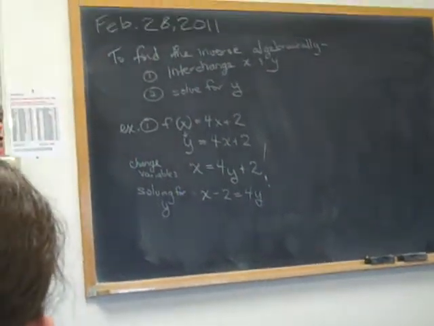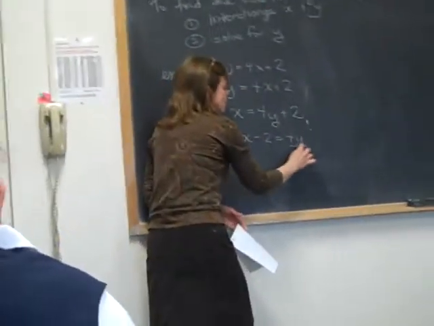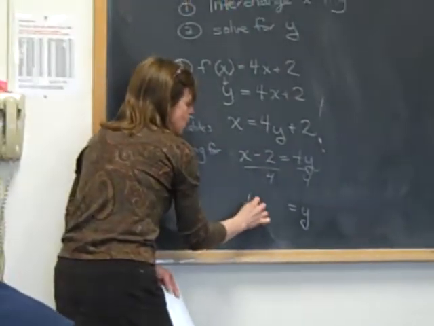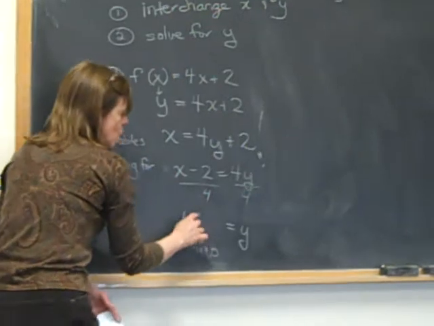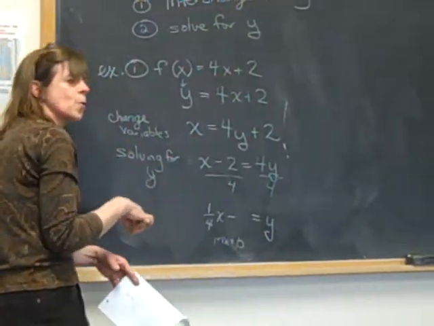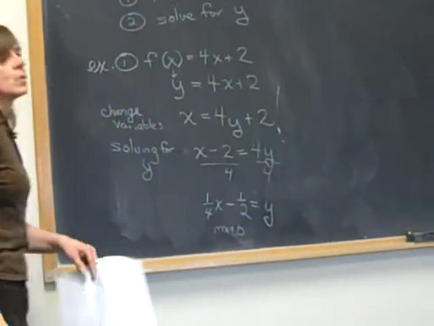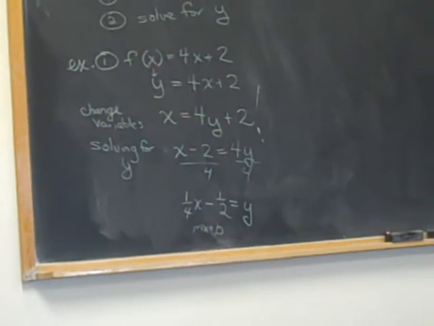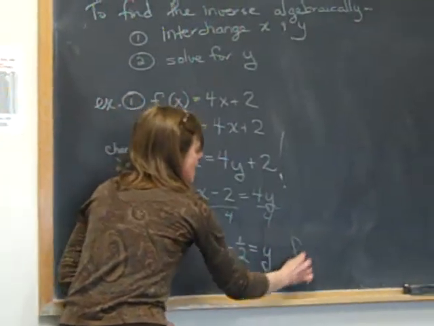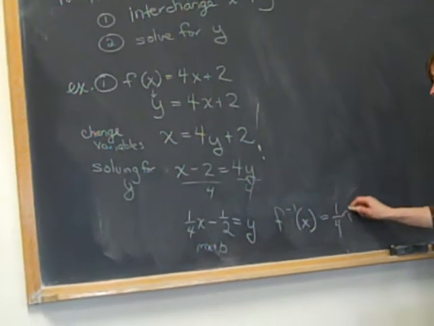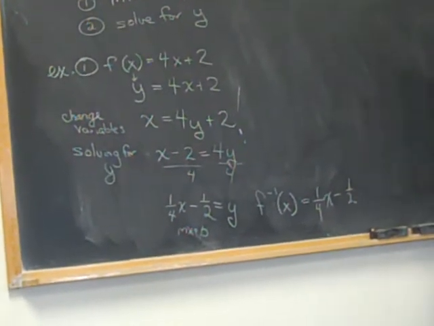And then how do we get it to be just y? How do we get rid of the 4? Divide each side by 4. So we'll have y equals, and typically we put it in the mx plus b form. So 1/4 x minus 2 over 4 we could reduce to 1/2. Do you follow all right where I came up with that? So that means that f inverse of x is equal to 1/4 x minus 1/2.